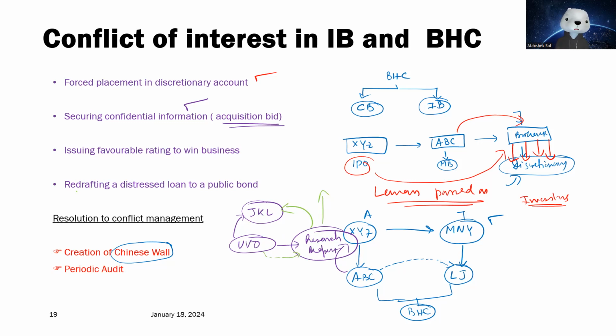The last conflict that is being discussed is redrafting a distressed loan to a public bond. This also does happen. How does it happen? Well, you can think of a company, let's say the company being 123, with BB. BB is the bank for 123.